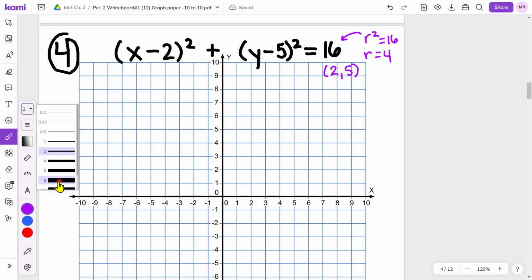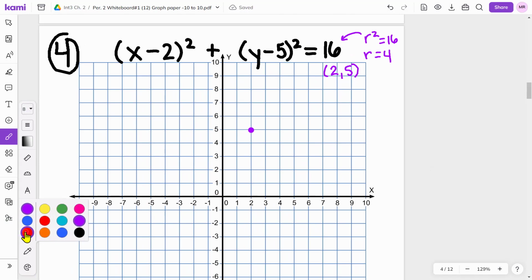So I am going to go to 2, 5. That is my center of my graph, or my locator point. And then I'm going to go out 4. 1, 2, 3, 4, in each direction.